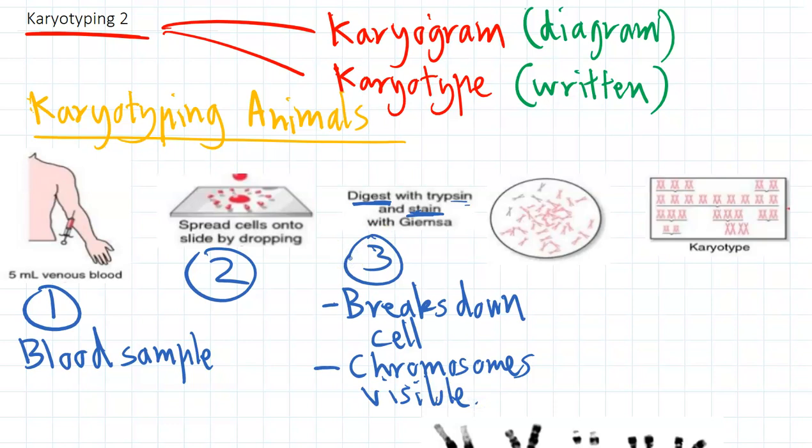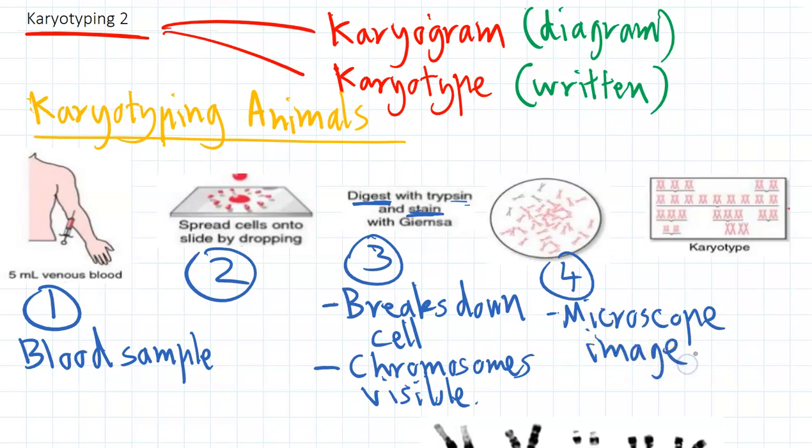So once they've done that, then they put that slide under a microscope and they zoom in on one particular cell and they look at all those chromosomes that had spilled out of the nucleus of that cell. So they find that one cell, they take a photo of it, and suddenly they've got a microscope image of all the chromosomes that you can find in that person.